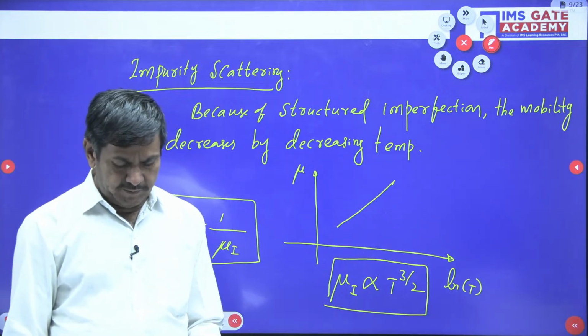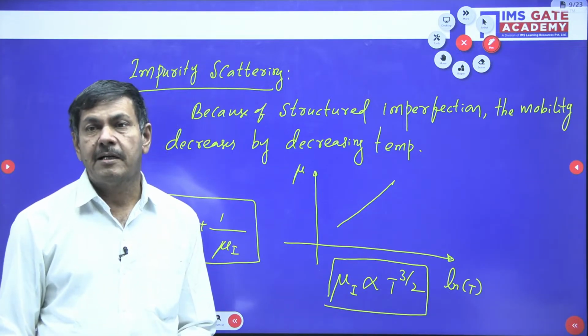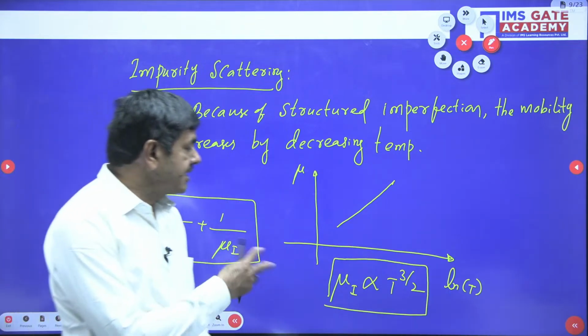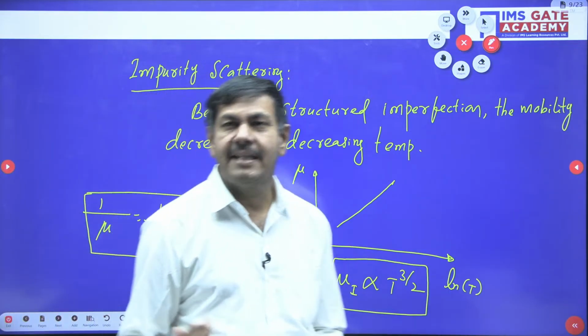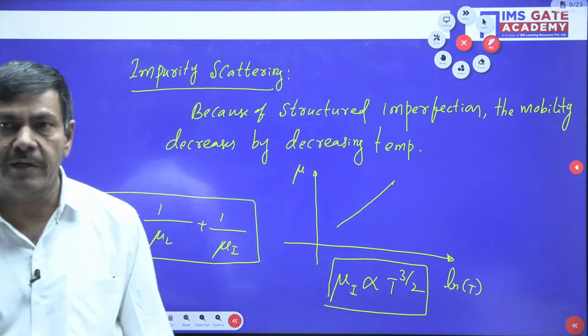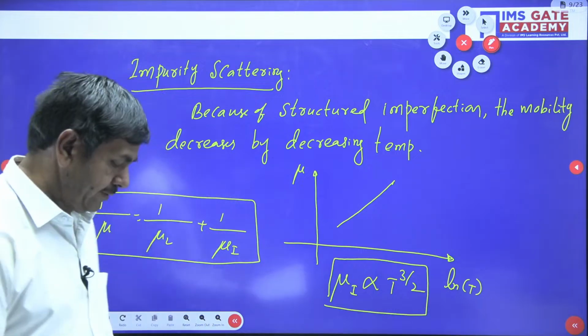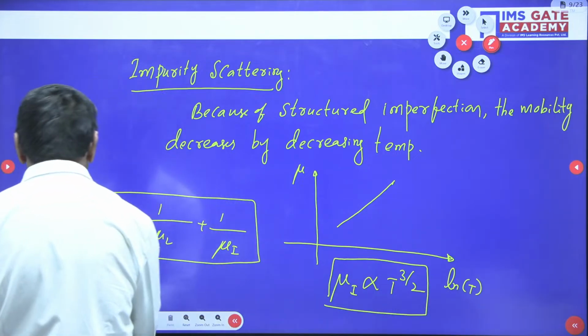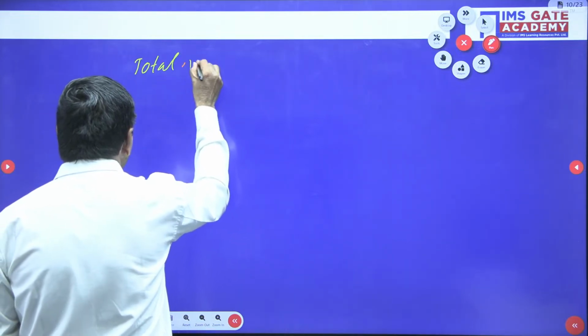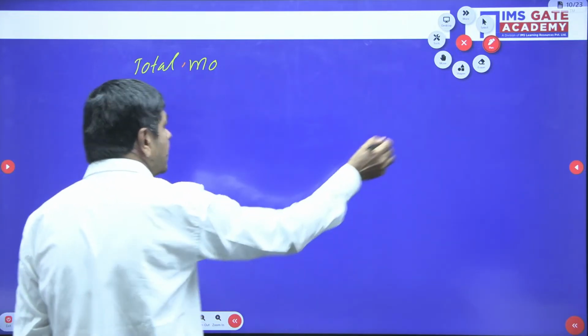Suppose more scatterings are given in a problem, other than these two. In what way can we find the total mobility?